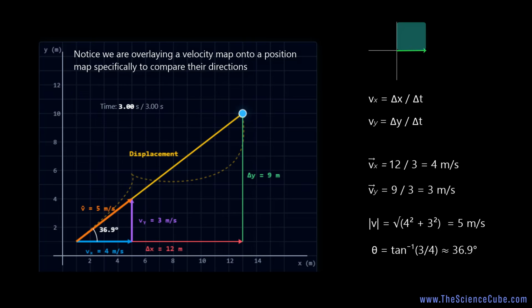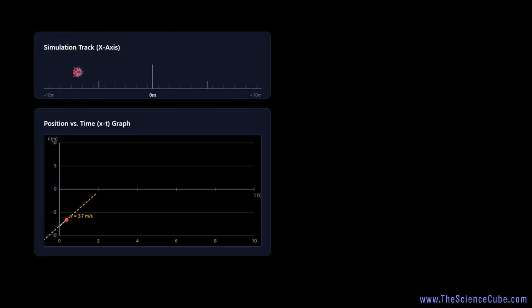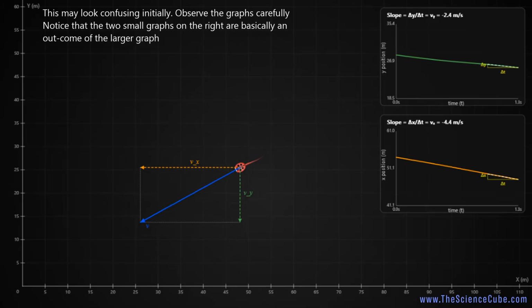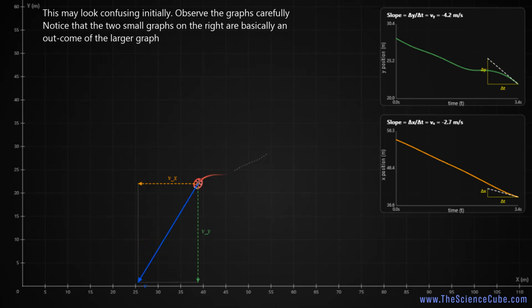Now let us understand the idea of instantaneous velocity in 2D. Well, in one dimension, you learned that instantaneous velocity is the slope of the position versus time graph at any given moment. That exact idea carries forward into two dimensions, but one direction at a time.